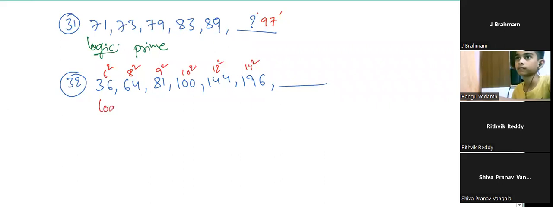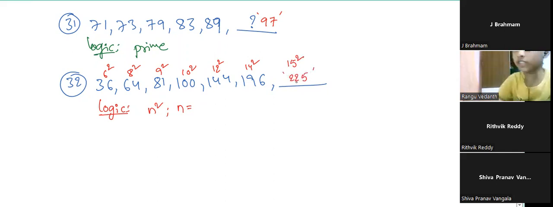So here, one second. I am writing the pattern here. N square is the pattern, where N is a consecutive composite number. Sir, 225? No, composite number. 225 is your answer, that is 15 square. Okay, so N square is the pattern where N equals consecutive composite numbers. Yes.